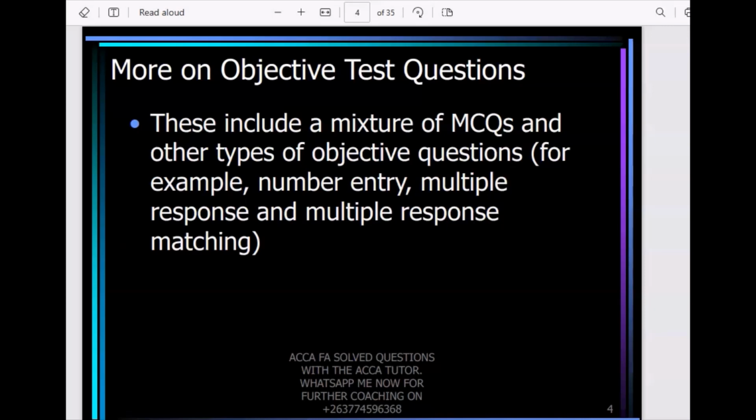Then lastly, you might be required to answer a multiple response matching question. This simply means that sometimes you are given a table, and in the first column there are certain sentences, and in the other column there are certain words. You need to match the sentence with the words in the other column. So that's multiple response matching.